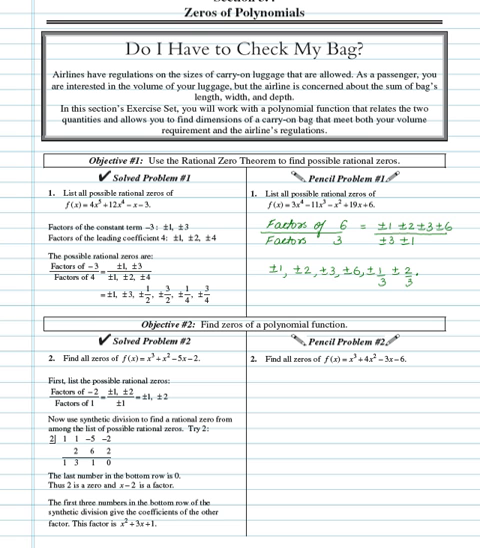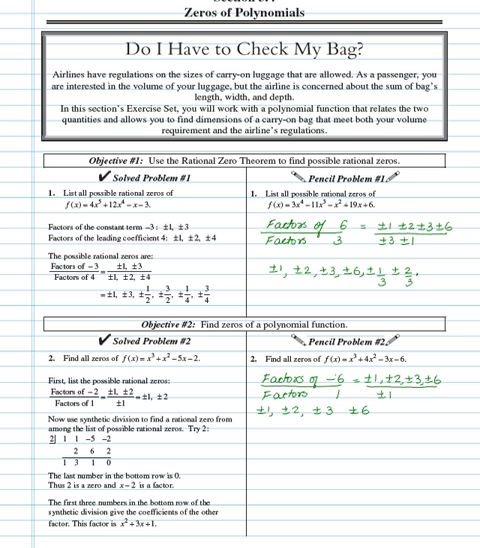Find all the zeros of the function x cubed plus 4x squared minus 3x minus 6. First, let's list all the rational zeros, which are factors of negative 6 over factors of the leading coefficient, which is 1. Factors of 6 would be again plus or minus 1, plus or minus 2, plus or minus 3, plus or minus 6. Factors of 1 are plus or minus 1.